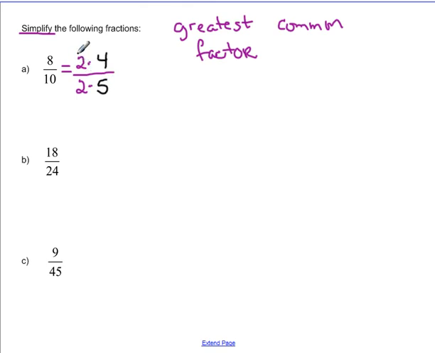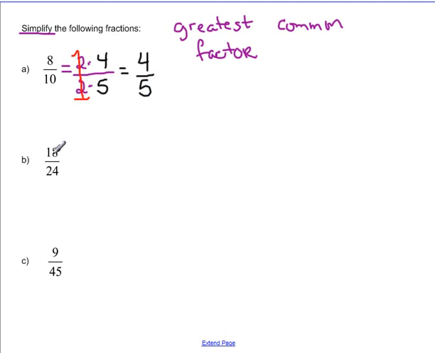So now we can say, well, we've got this 2 over 2. 2 over 2 is just a fancy way of writing the number 1. Right? Anytime the numerator and the denominator are exactly the same, it just equals 1. So now all of a sudden my problem has become 1 times 4/5. So that gives me a final answer of 4/5 for the simplified form of 8/10.